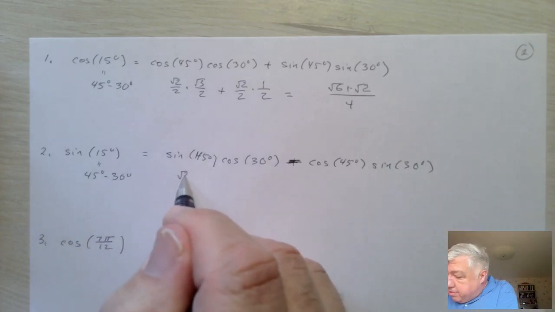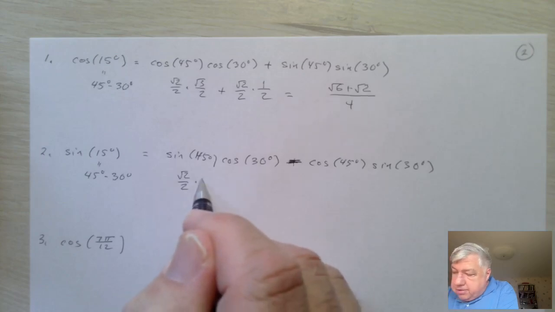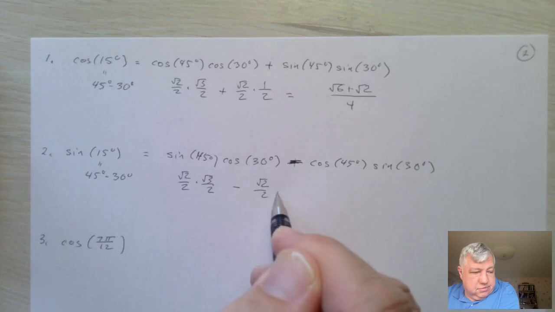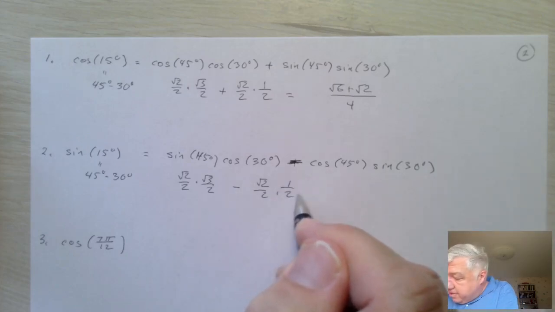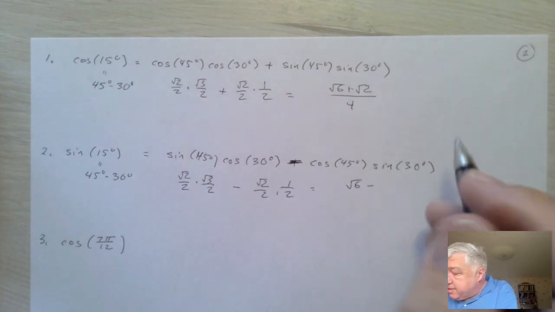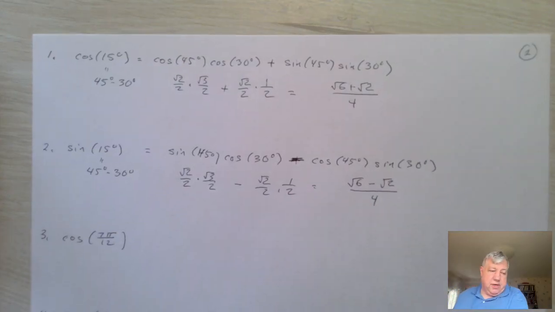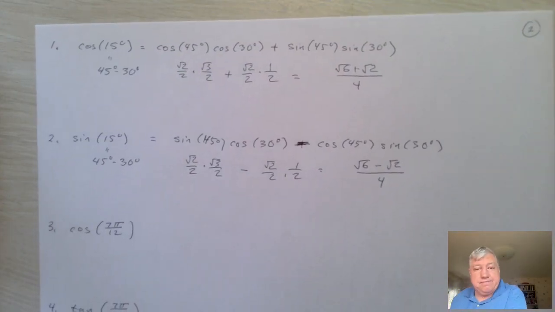So this is square root 2 over 2. This is square root 3 over 2 minus square root 2 over 2 times 1/2. So this is square root 6 minus square root 2 over 4. Okay, this time we have a minus sign.